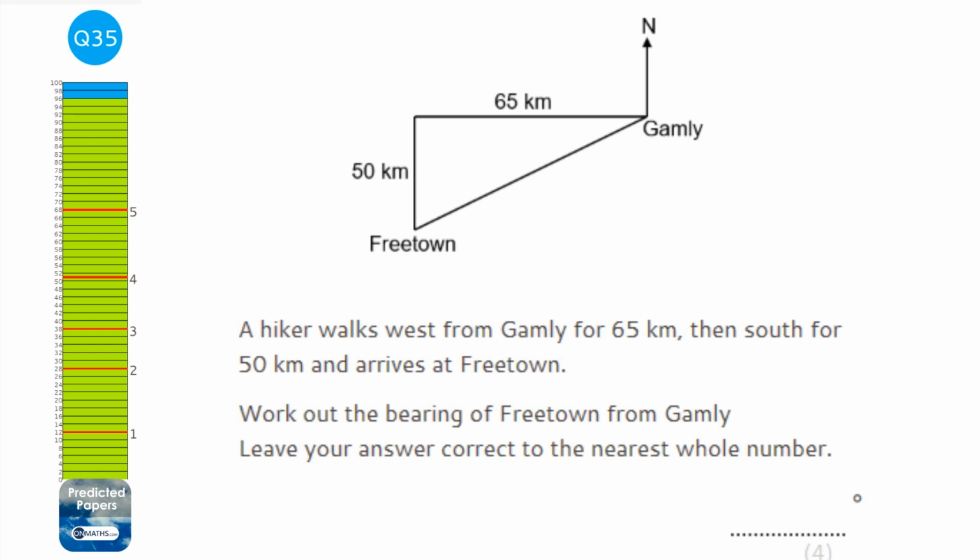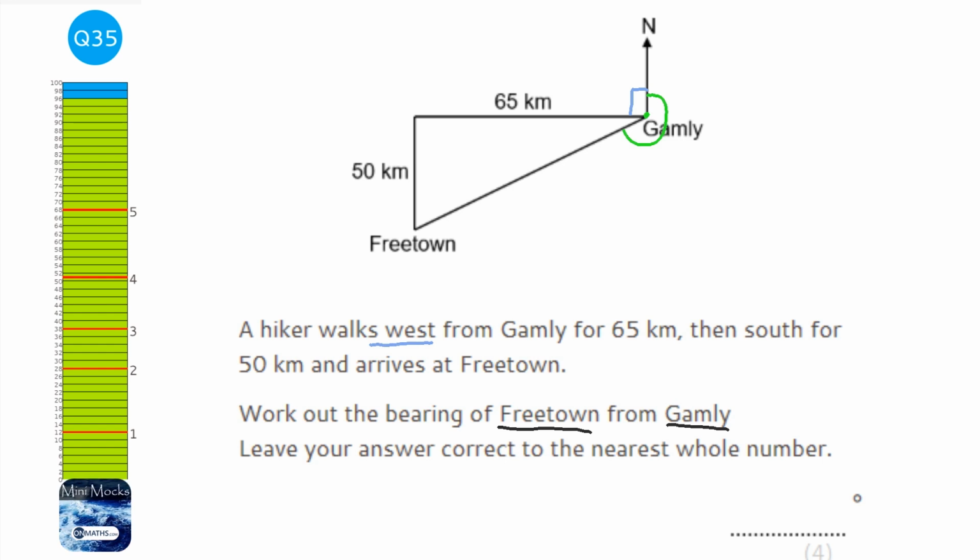First thing to notice is what we're asked for in the question, where it says work out the bearing of Freetown from Gamley. So we are at Gamley and we're working out the bearing of Freetown. So we're going clockwise from north, so we're working out this angle here. Now, we can't work out any of those angles on the right hand side really, but we can work out this angle here is 90 degrees, and the reason we know that is because it says the hiker walks west, and the angle between north and west is 90 degrees.